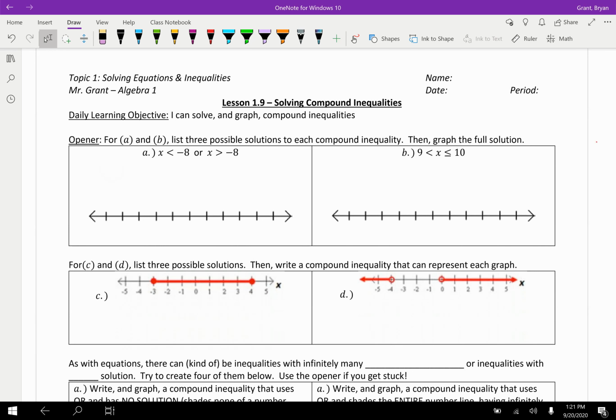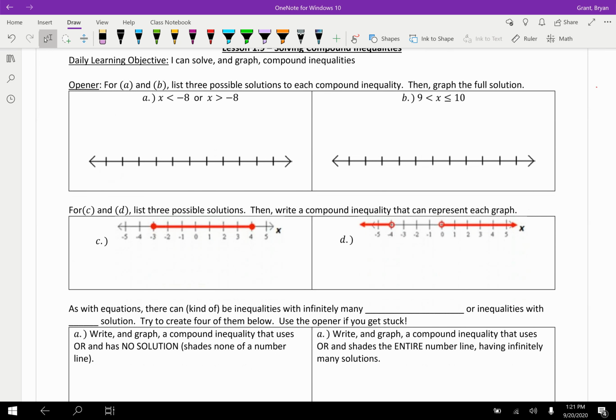So let's get started. Your opener has 4 questions here. You can see question 1, 2, 3, and 4, really A, B, C, and D if you want. For A and B, your goal is to do 2 things. First, you'll need to list 3 possible solutions that fit the compound inequality. So for example, this tells you that x is allowed to be less than -8, or x can be a value greater than -8. And your goal is to figure out what are some values that work with that statement.